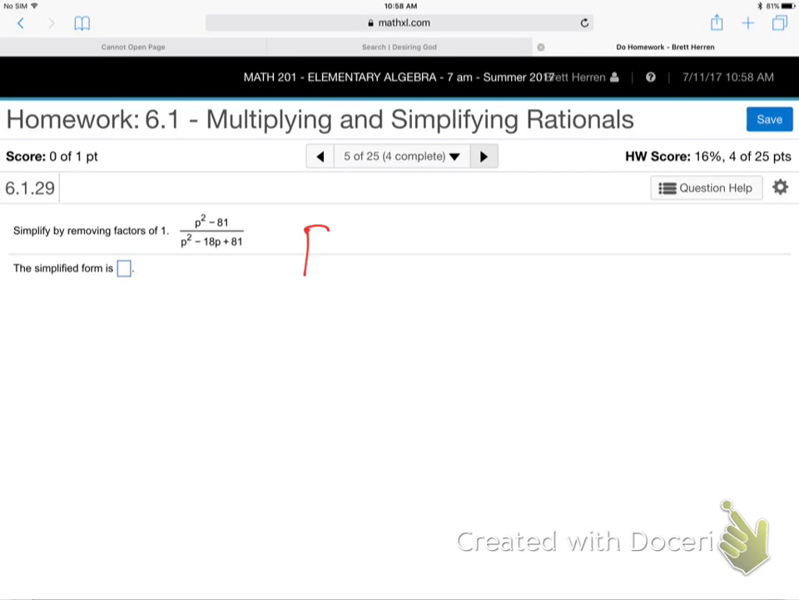So that one is p squared minus 81 over p squared minus 18p plus 81. So basically, same thing, pluses and minuses glue. So you have to factor the top, factor the bottom. It's like 2 factoring problems. So can you do that? Factor both the top and the bottom. Then you can cancel.